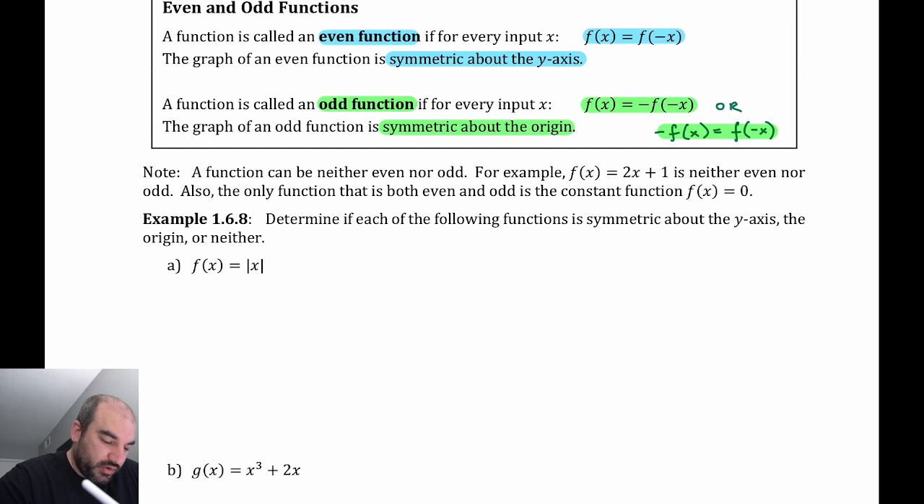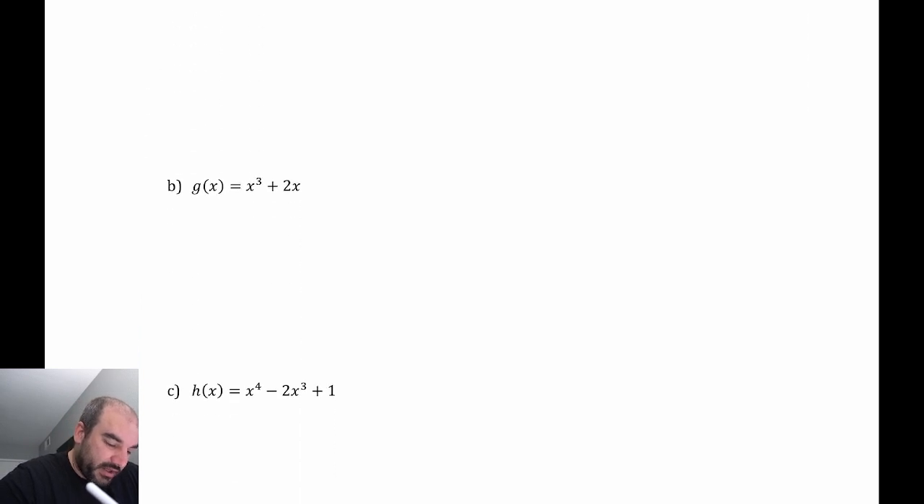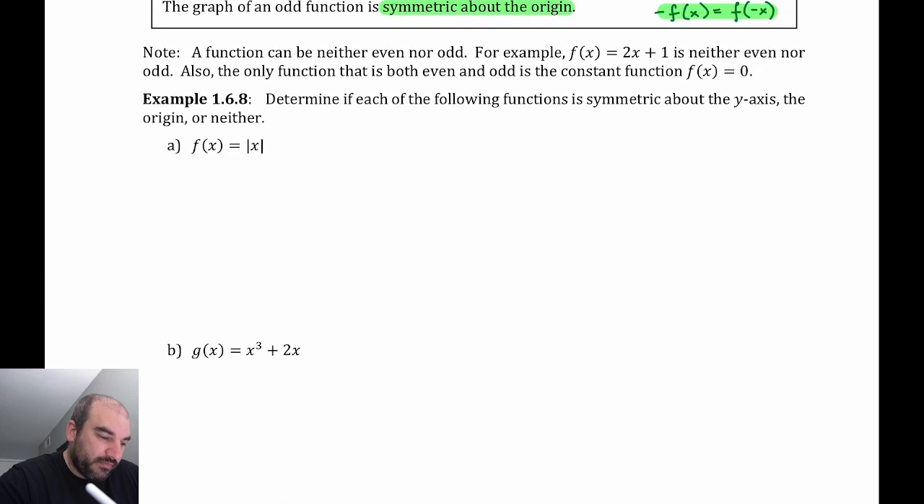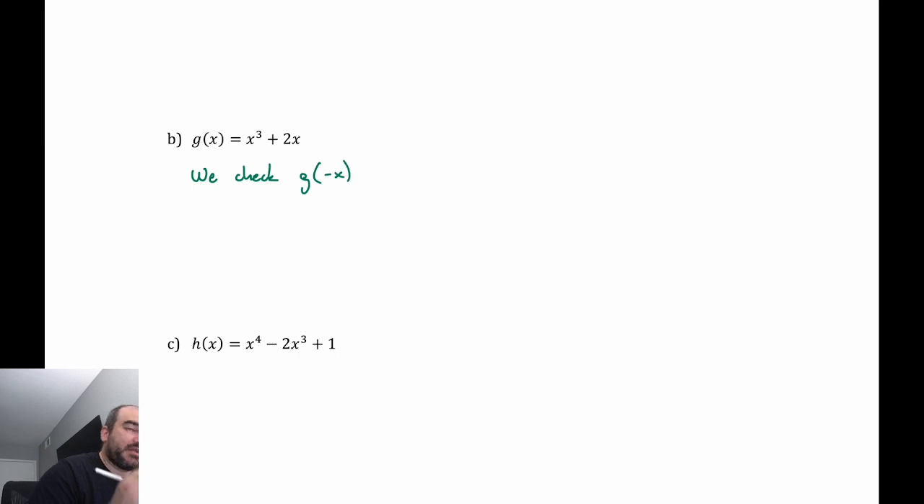Let me show you an example of how to do this algebraically. I will do part B, and you guys can work on A and C. So what this means is we check g of negative x. So we plug in negative x, and we see what happens to the function.